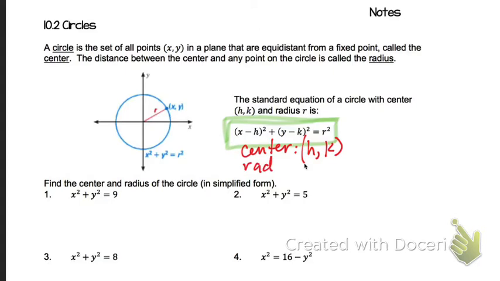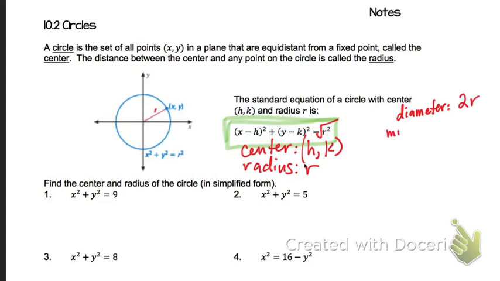And then our radius is r. So we're going to square root the right side. A few things that will come up that we need to refresh our memory on. Diameter is what? It's 2r. So we're going to multiply the radius by 2.